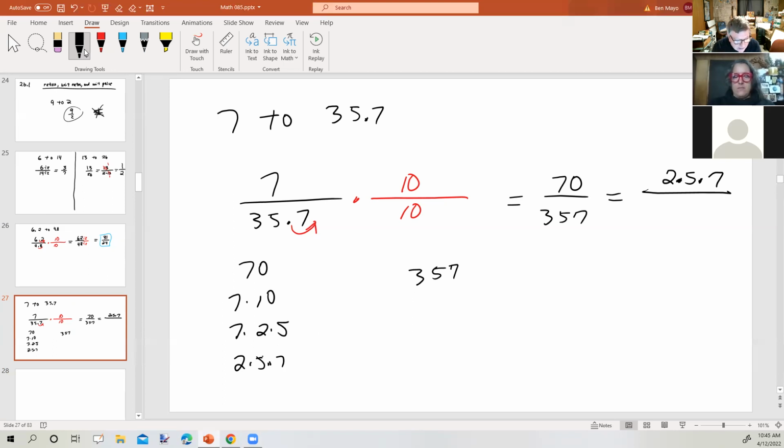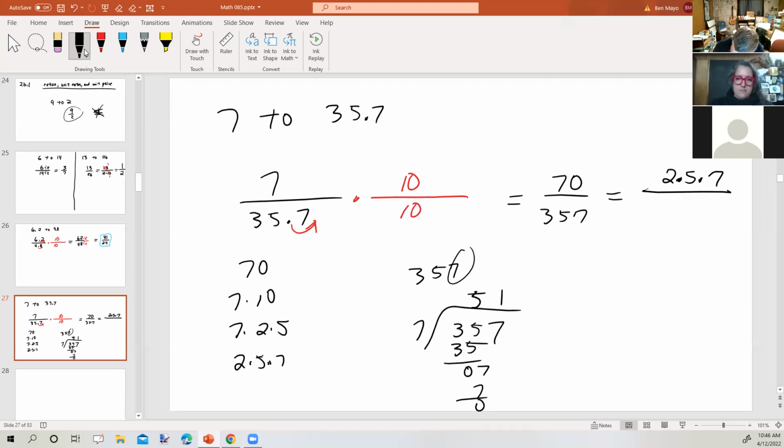It's not an even number, so 2 doesn't go into it. If 5 went into it, the number would have to either end in a 0 or a 5, and it doesn't. So 5 doesn't go into it. So all that's left is 7. Let's see if 7 goes into 357. Well, 7 goes into 35 5 times. 7 goes into 7 once. Oh, so this would be 7 times 51.